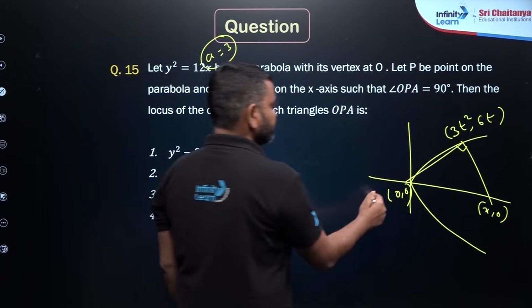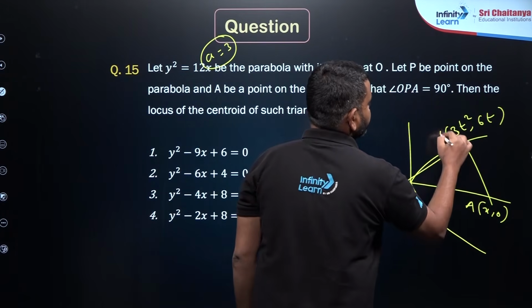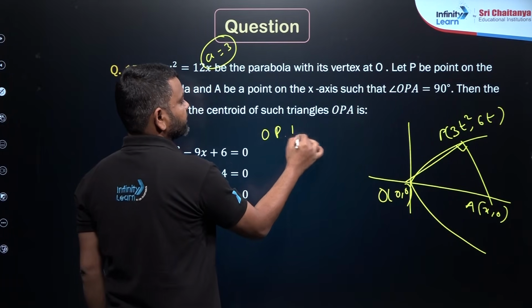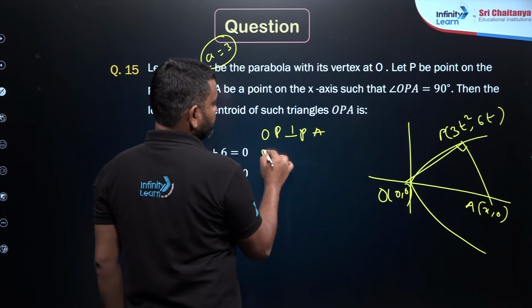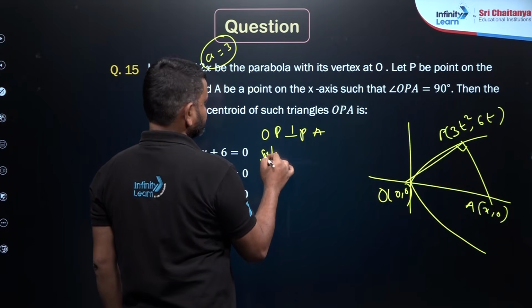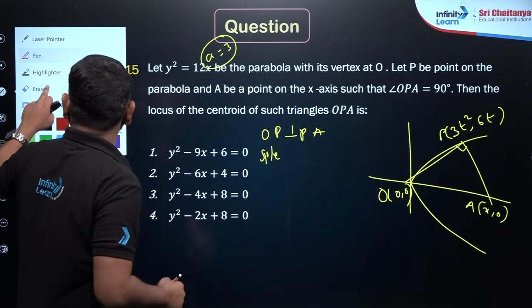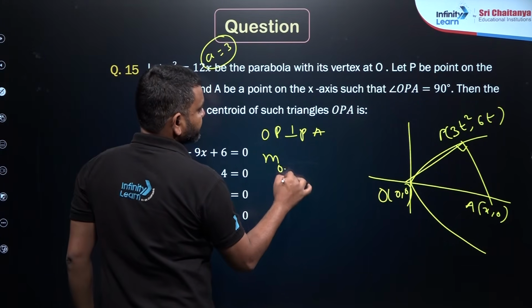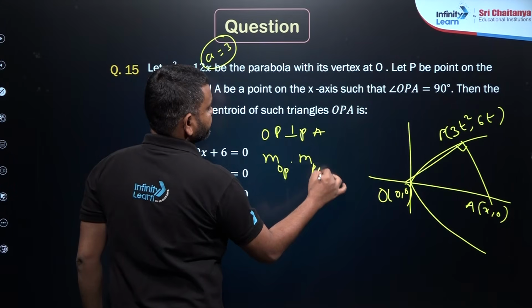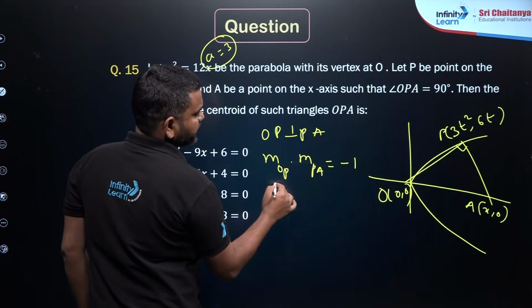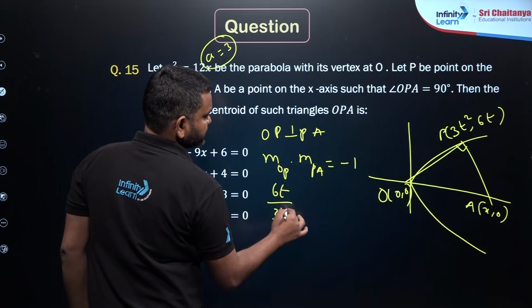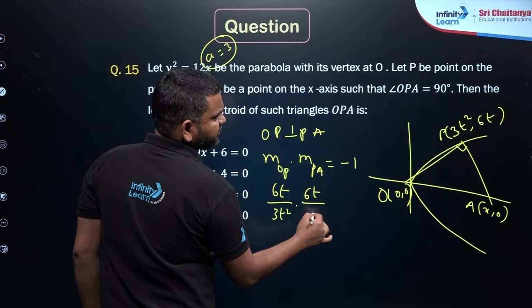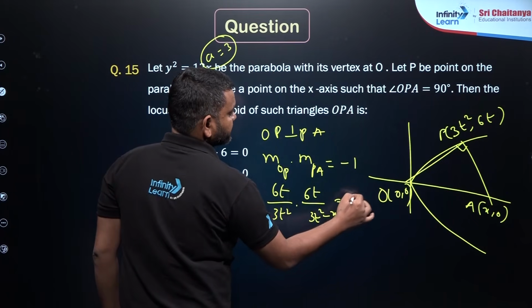So this is going to be OAP. Now I know that OP is perpendicular to PA. So slope of OP times slope of PA is equal to minus 1. So here this is going to be 6t by 3t square, into 6t by 3t square minus x, and this is equal to minus 1.